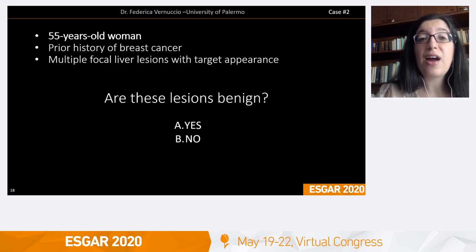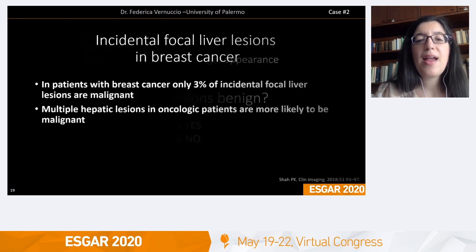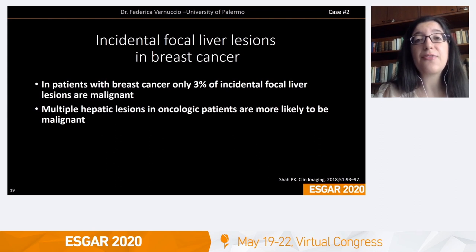Again, this is a 55-year-old woman, prior history of breast cancer, and multiple focal liver lesions on ultrasound. We know, again, that in patients with breast cancer, only 3% of incidental focal liver lesions are malignant. So 97% of the lesions are benign. However, the presence of multiple hepatic lesions is concerning in an oncologic patient.